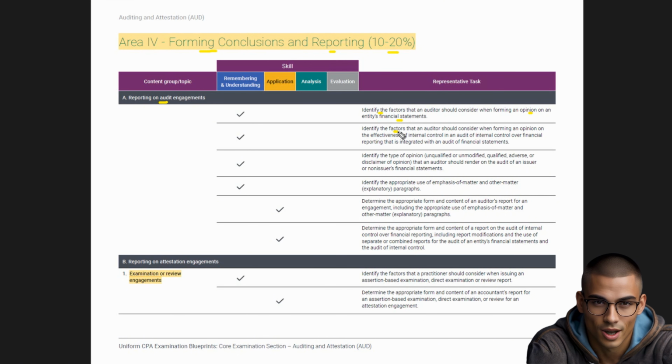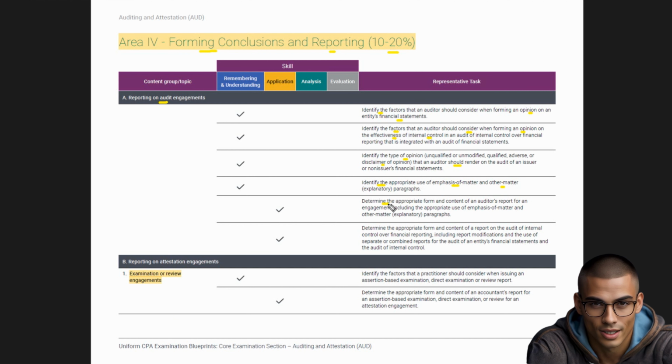You're going to need to be able to identify the factors that an auditor should consider when forming an opinion on the effectiveness of internal control in an audit. You're going to need to be able to identify the type of opinion, whether unqualified, unmodified, qualified, adverse, or a disclaimer of opinion that an auditor should render on an audit.